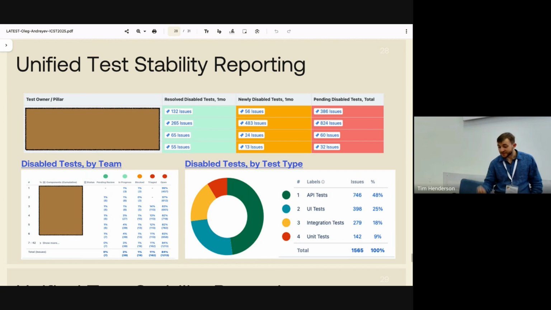We also look at the test types. So people say, "Hey, integration tests are more flaky." Maybe, but look at your API tests. 48% of the tests that are disabled are API tests. So that allows more accurate conversations to be spurred within the organization. Next slide.